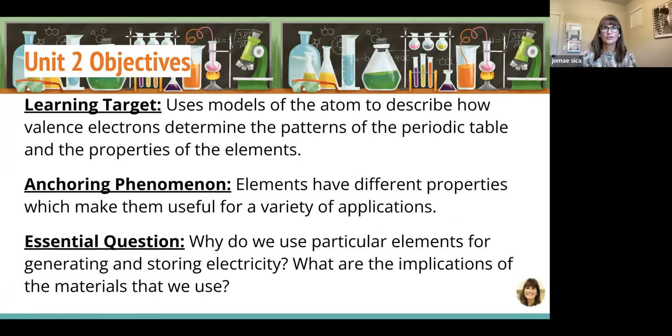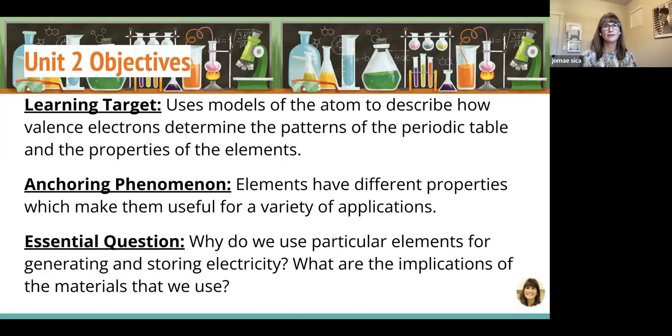All right, everybody, I'm going to talk to you a little bit about our Unit 2 objectives. Our main learning target in this unit is that we want students to use models of the atom to be able to predict the properties of elements on the periodic table. We also want them to uncover and discover the patterns that do exist with the elements and their properties on the periodic table, and be able to use those eventually to choose different materials to use in an engineering project. So that's the scope of what we're hoping for students to glean by the time they get to the end.